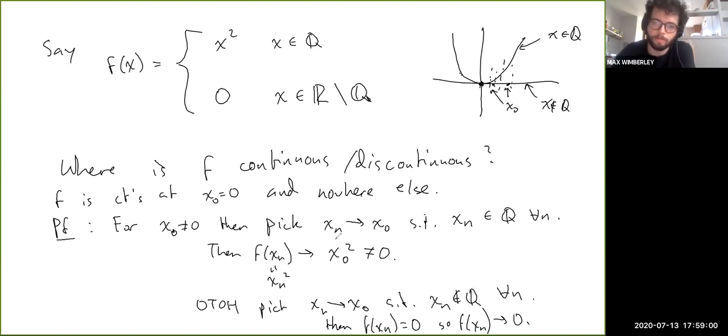But either way, whenever you can find two sequences in the domain approaching the same point but with different limits for the values of f, then that automatically means f is not continuous there. So that shows that f is not continuous for non-zero values of x naught. And then I'm just going to go back over this.